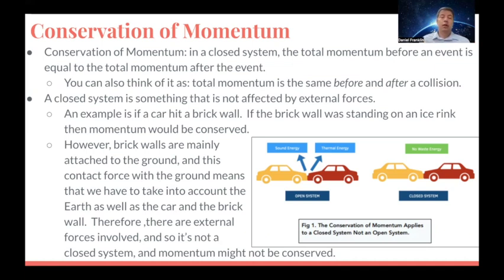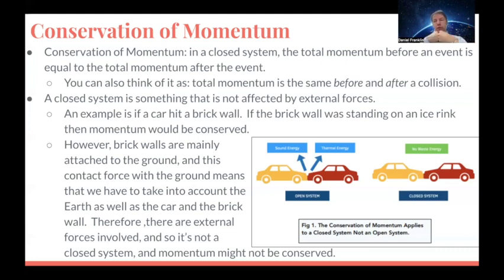Okay, so if a car hits a brick wall, this is our example here. Car hits a brick wall. If the brick wall was standing on an ice rink, then momentum would be conserved. If the brick wall was just sitting on the ice, it wasn't attached to the ground.